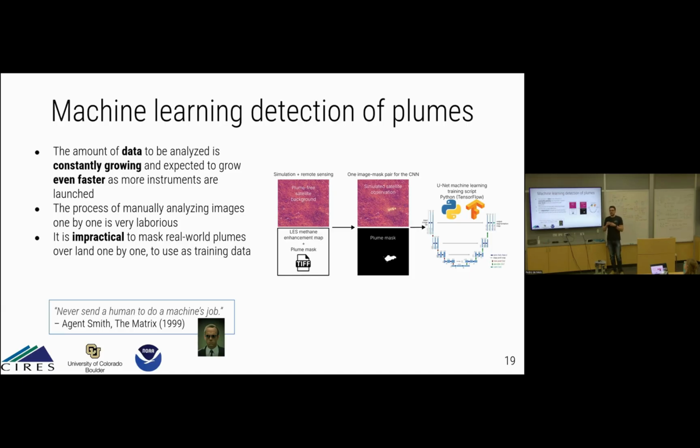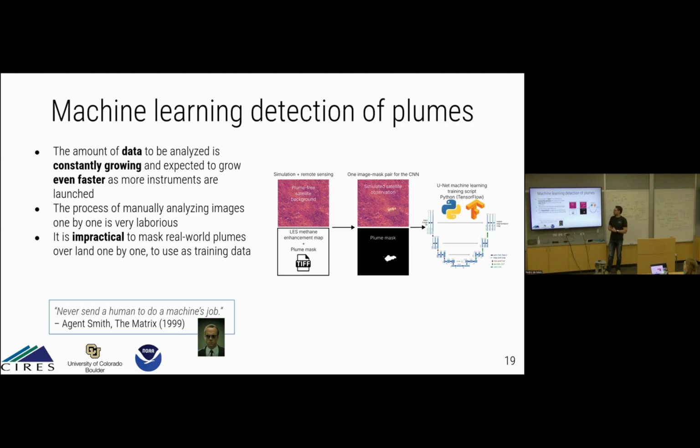And then you need independent scientists looking at the same images, trying to find meaningful signals, then comparing to what other people are observing and seeing if their interpretation of the data matches, and then trying to look for plumes. So it is a very hard task. And it is impractical to mask real world plumes. You can't just look at real world data, mask the plumes manually, and then have a meaningful amount of data to train a machine learning model.